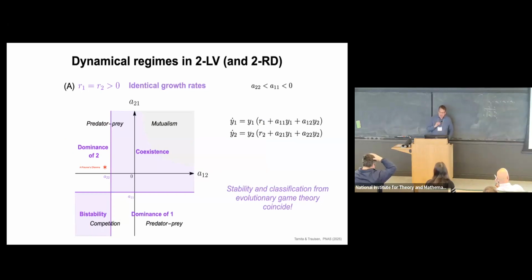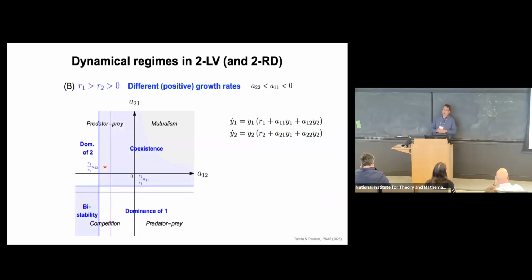So again, this stability and classification from evolutionary game theory coincide when the growth rates are identical. So what happens now if I have different positive growth rates? What happens is that my purple line, sorry, this is purple, is that correct? Okay, so my purple lines here move. This one moves a little bit up and becomes blue, and this moves a little bit left and also becomes blue. And I just move them by this factor, R1 divided by R2 times A22. It's now the new line, and this is just R2 divided by R1. So I move these domains of stability. And in particular, I move this to the left of my prisoner's dilemma here, which means now my prisoner's dilemma is coexistent. So suddenly I can stabilize cooperation by doing this.